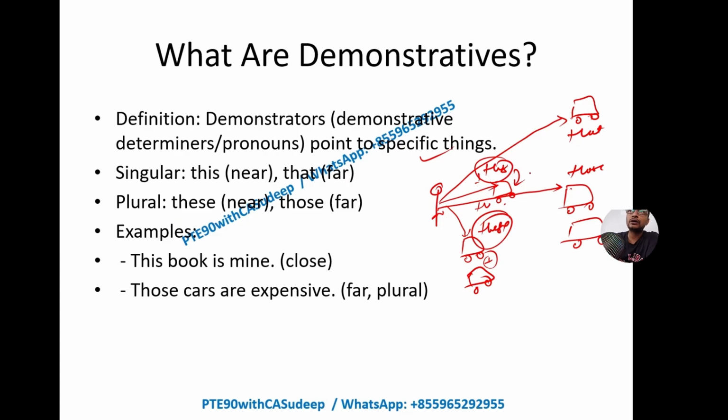Okay, so now the concept is, if the noun is singular and near, this. If the noun is plural and near, these. If the noun is plural and far, that is those.